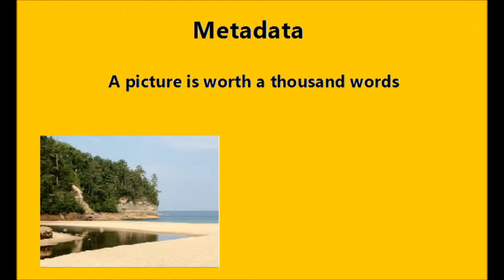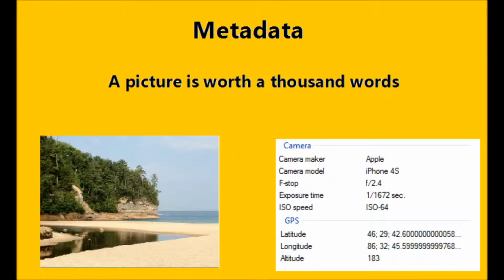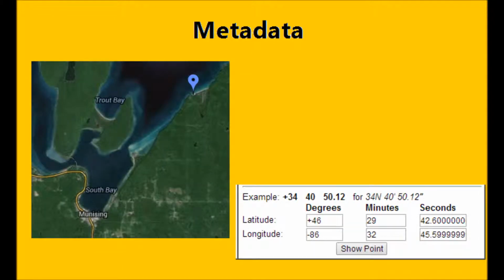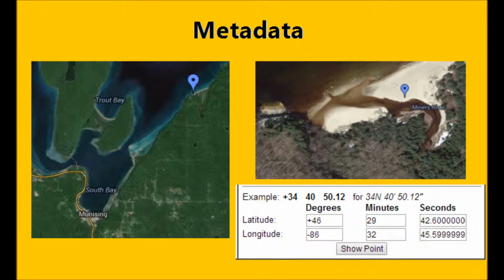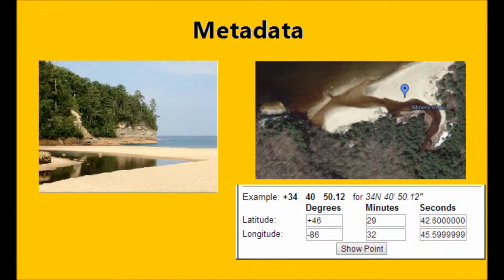This is a photo I took while I was on vacation, and this is the metadata that comes with the photo. Keep in mind that this is not all of the metadata. As you can see, GPS coordinates are included in this photo's metadata. So let's put them in Google. This shows I was on vacation in Munising. And zooming in shows the exact beach and the exact location I was at. This is a comparison of the original photo and the GPS locations on Google. And as you can see, it is quite accurate.